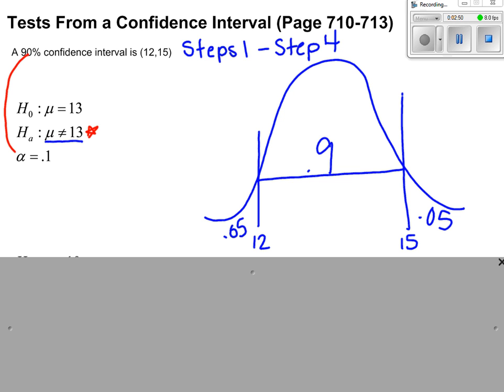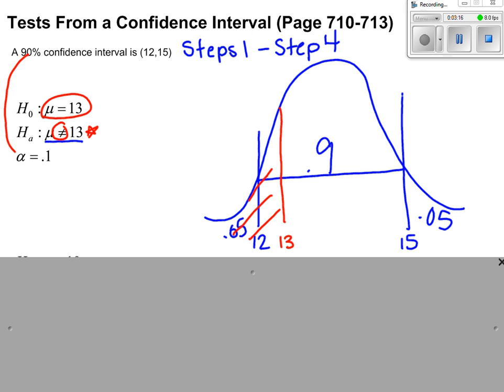Okay, so the concept behind this is that if I did have a null hypothesis that was 13, well, 13 would be in this interval. It would be someplace over here, let's say. And if I was going to do a test based on a 13, and I looked at the p-value, this p-value right here is obviously more than 5%.